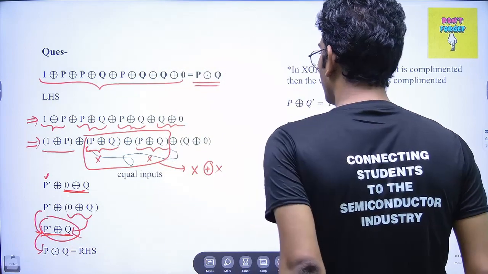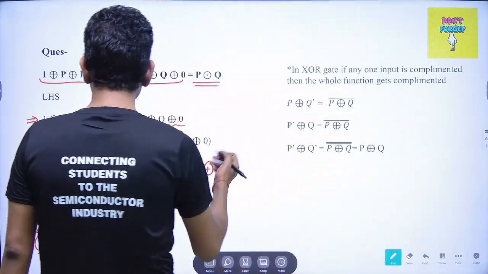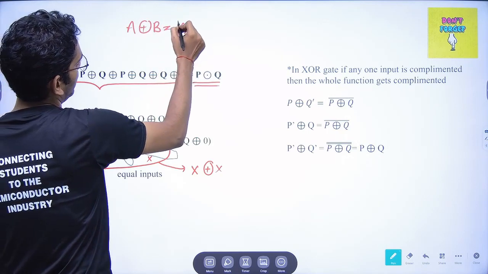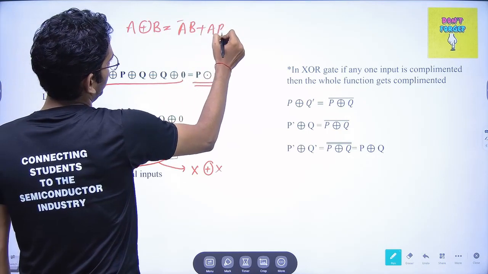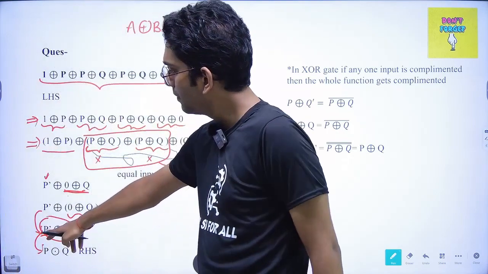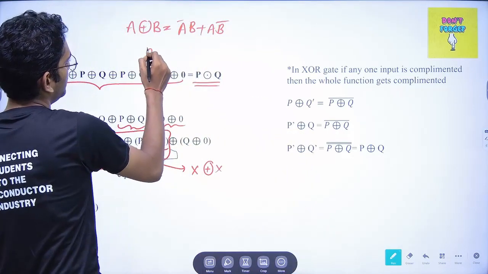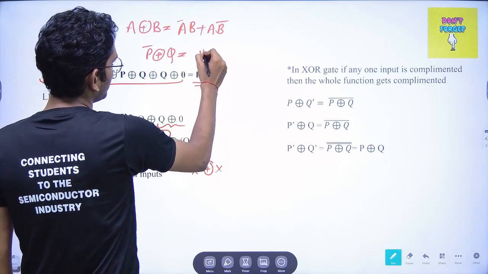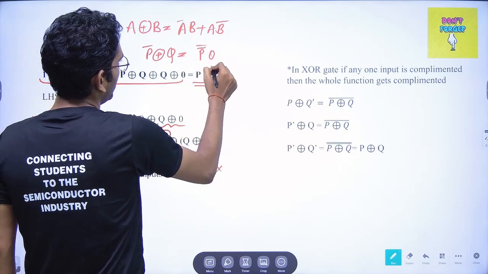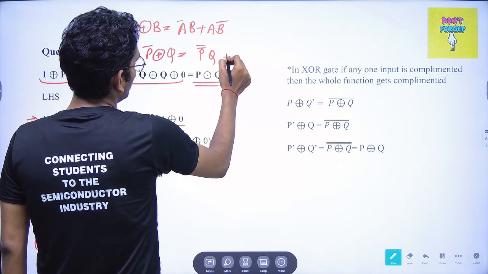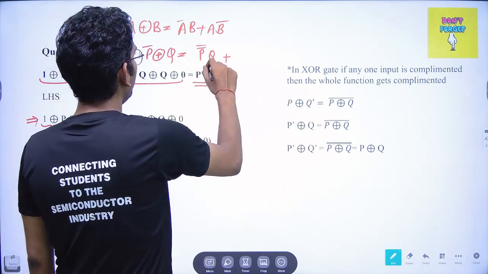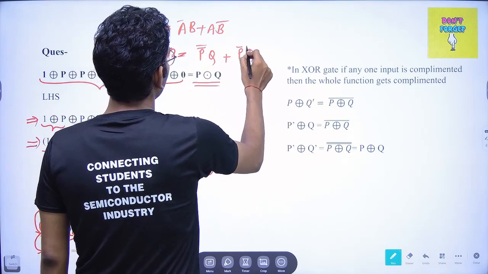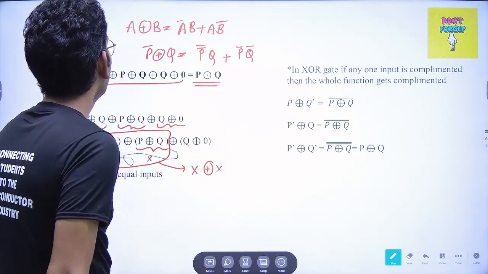Now I will explain how we will solve this. The basic was A complement B plus A B complement, right? So what we have got is P complement XORed with Q. So we will get P complement complement into Q plus P bar and Q bar. Fine. So this is the thing.